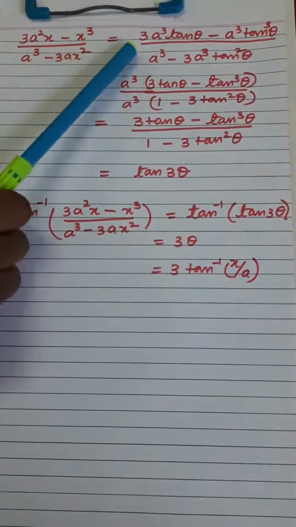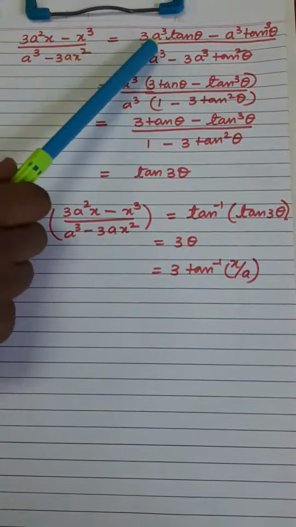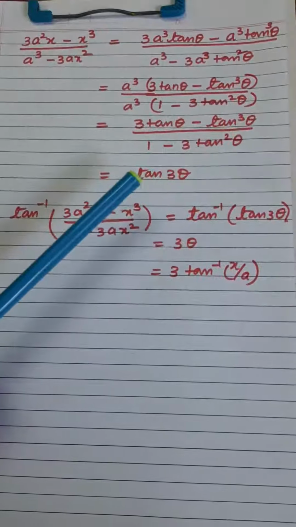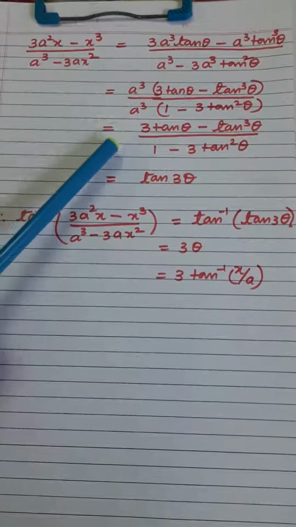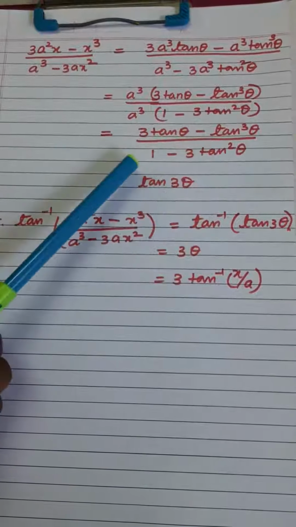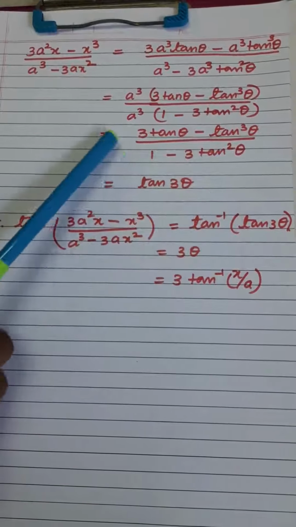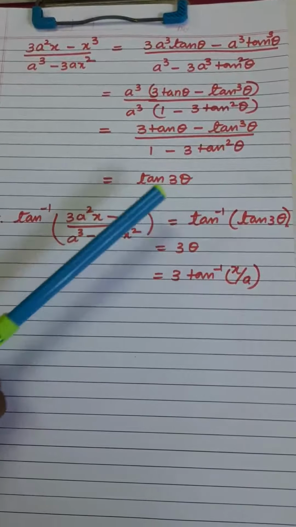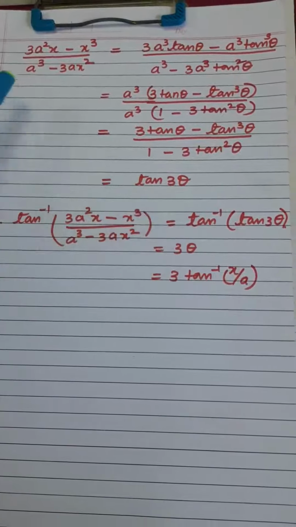Then you will be getting 3a cube tan theta minus a cube tan cube theta by a cube minus 3a cube tan square theta. Now take the common things out. In the numerator, if you take a cube out, you will be getting 3 tan minus tan cube. In the denominator, if you take a cube, you will be getting 1 minus 3 tan square theta. So now cancel a cube and a cube. The remaining is 3 tan minus tan cube by 1 minus 3 tan square theta. This is nothing but the tan 3 theta formula. So the answer of this expression is tan 3 theta.